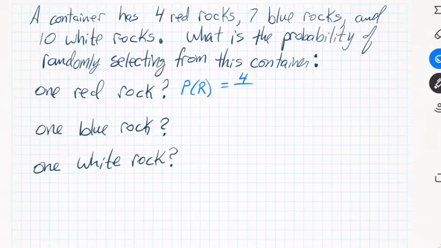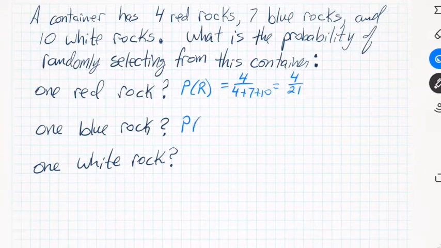So here we have to add them all up. So the denominator is going to be 4 plus 7 plus 10. So this turns into 4 out of 21, if I added that correctly. Okay, and I'm going to just leave it like that, 4 over 21.